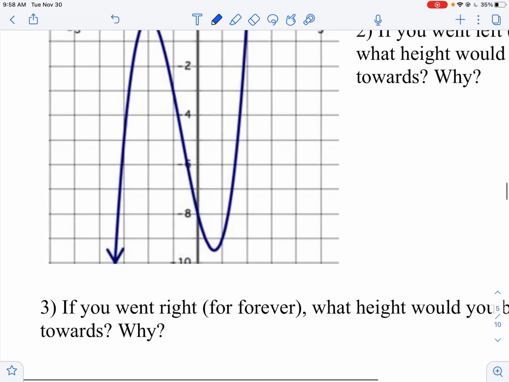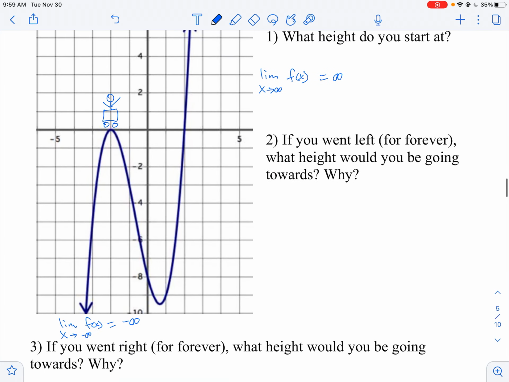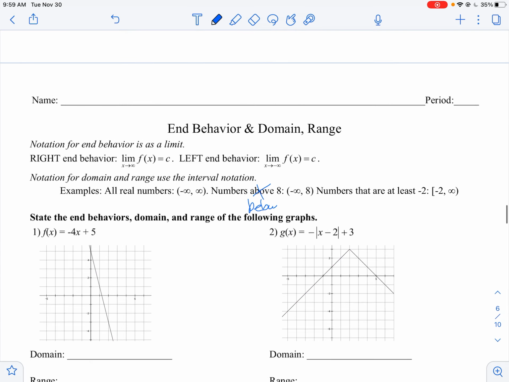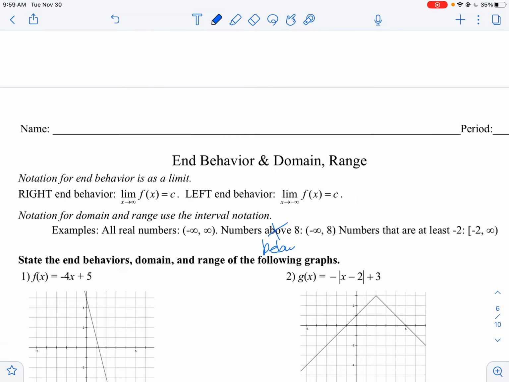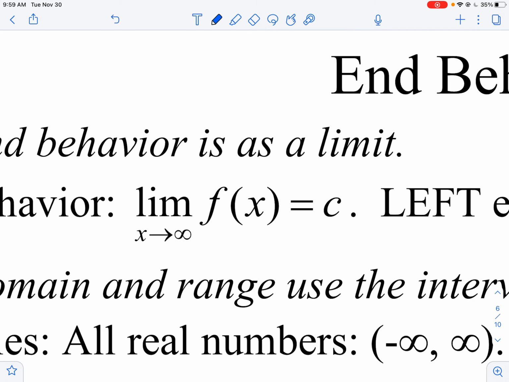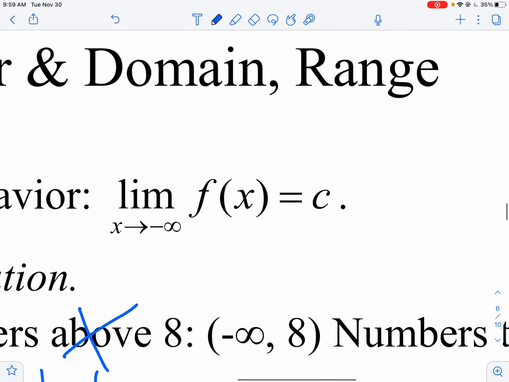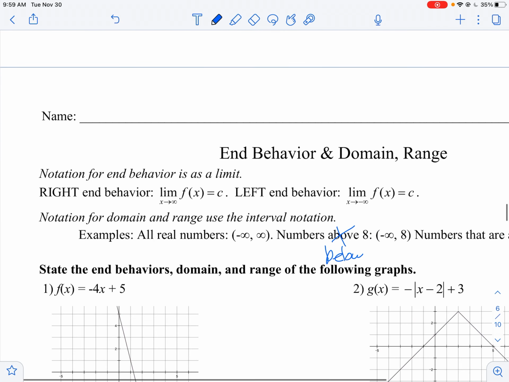If I want to write the left side, then I write the limit of f of x as x approaches negative infinity is, well, it keeps going down forever, so the y's also go down to negative infinity. So there we go. We've got left end behavior and right end behavior, and that's how you write them down. You just say, well, what's going on the right side? What's going on the left side? And you write it down.